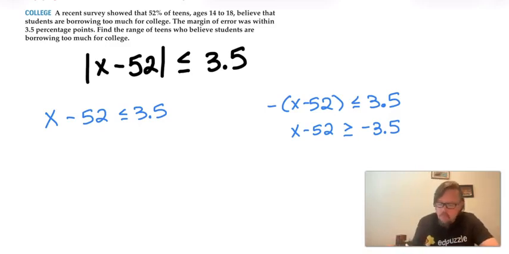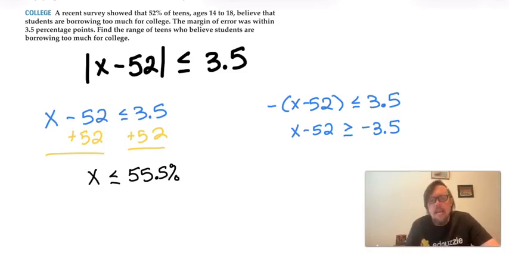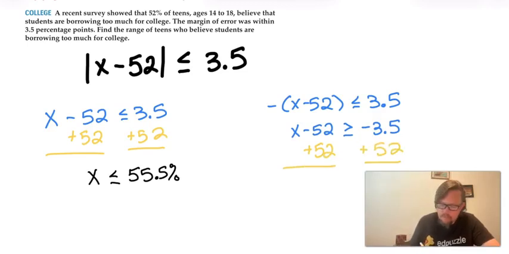Once you get this set up, the math is pretty simple. You just use the addition property to add 52 to both sides. So one of our solutions here is that x is less than or equal to 55.5%. And using the addition property on the other one is going to give us 48.5%.